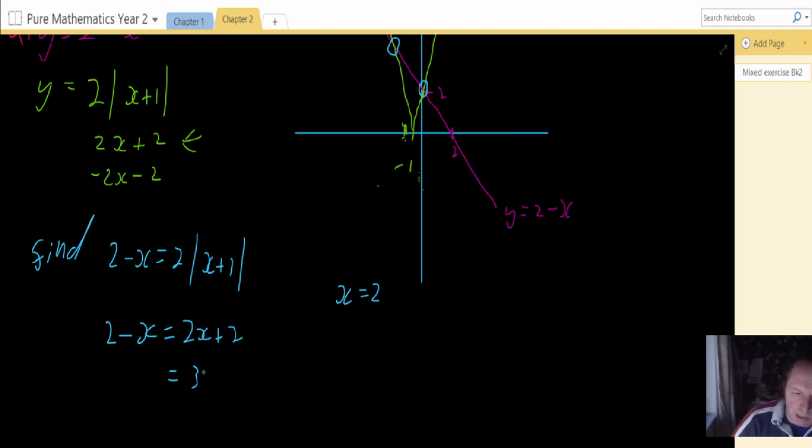And so we end up with 3x equals, what's that, 3x, as that comes across there, that's minus 2 equals 0. What's happened there? 3x, 2x, 2 minus 2, so that x equals 0. That doesn't seem right. Hang on a second.